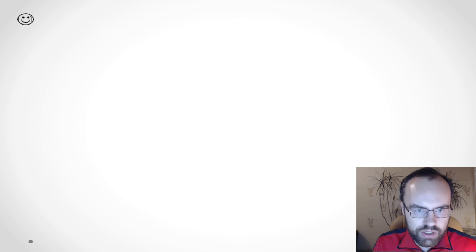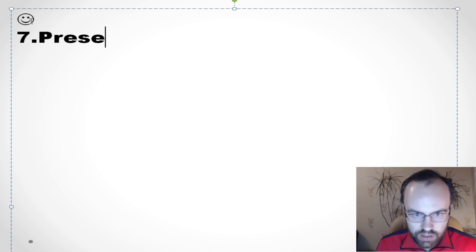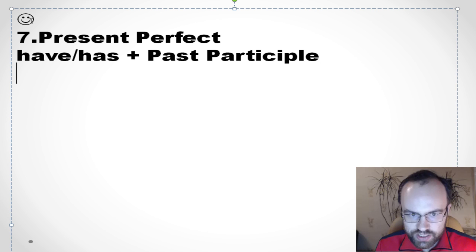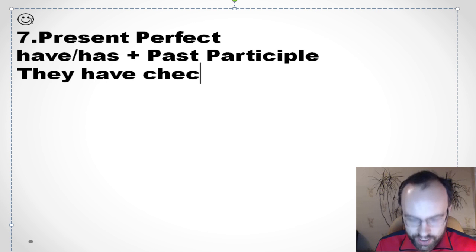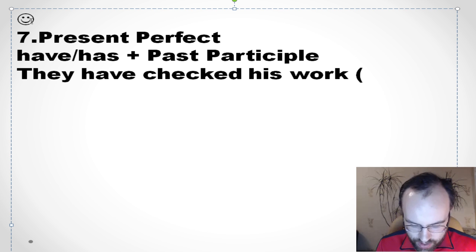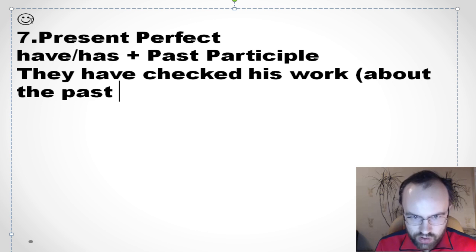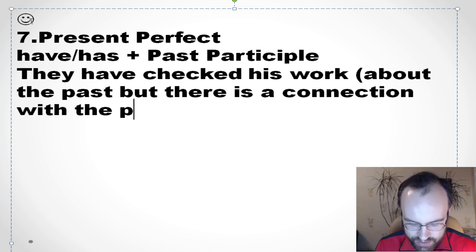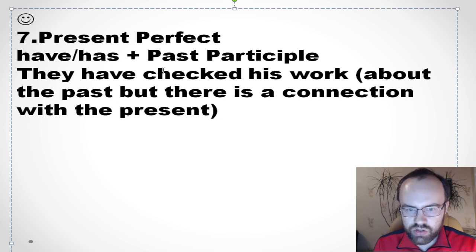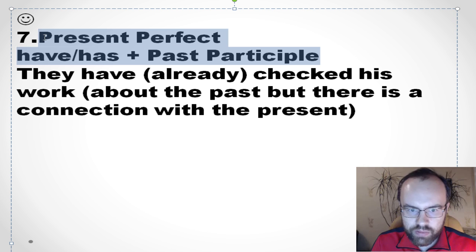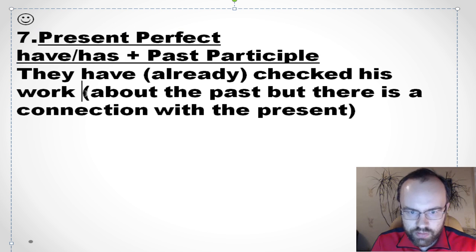So next, perfect. It's about present perfect. How do we form it? Have or has plus past participle. So you can say they have checked his work. Normally we use it with different time markers. It's about the past, but there is a connection with the present here. It's an important thing. We usually use it with time markers such as already, just, and so on. They have already checked his work. It's about the past when there is a connection with the present.